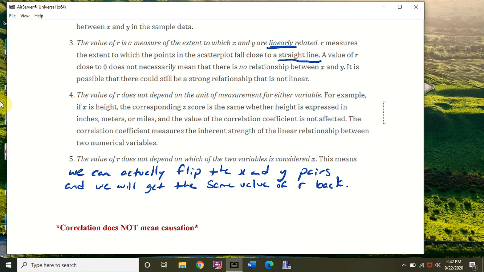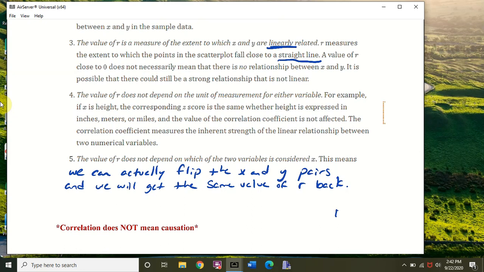The correlation coefficient measures the inherent strength of the linear relationship between the two numerical variables. And number 5, the value of r does not depend on which of the two variables is considered x. This means we can actually flip the x and y pairs and we will get back the same value of r either way. Okay, typically x is what's known as the independent variable, y is the dependent variable.